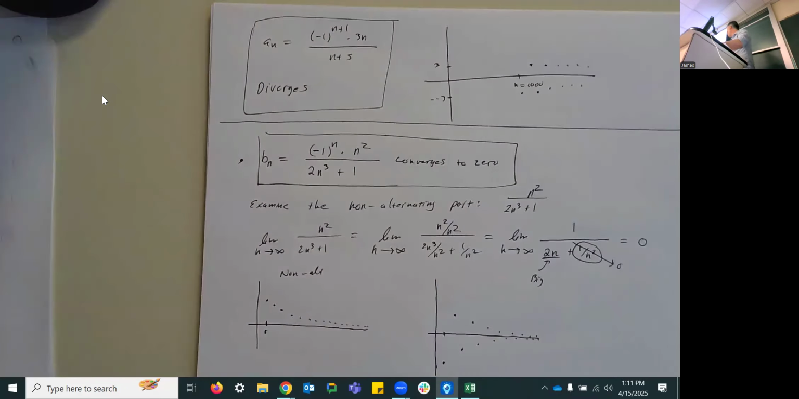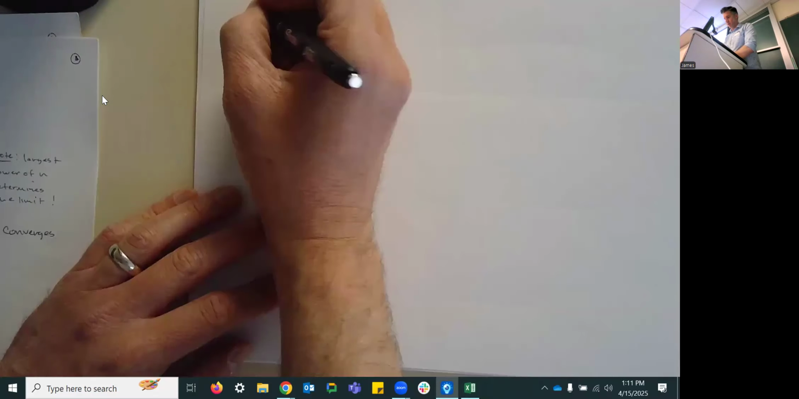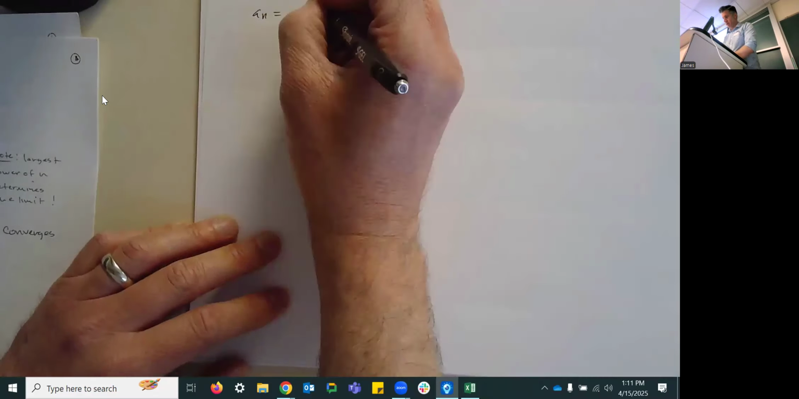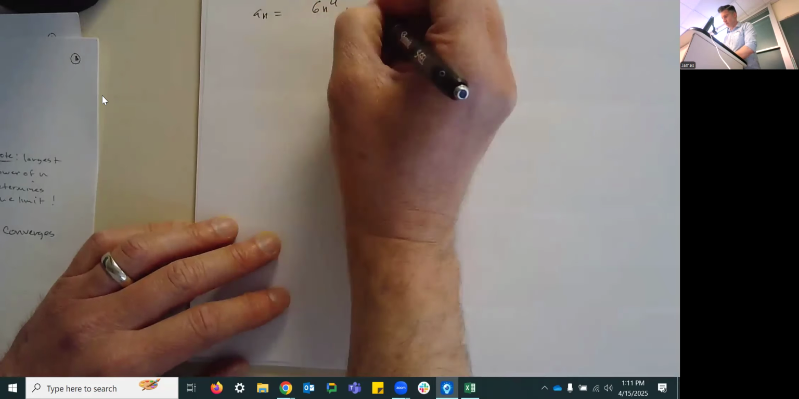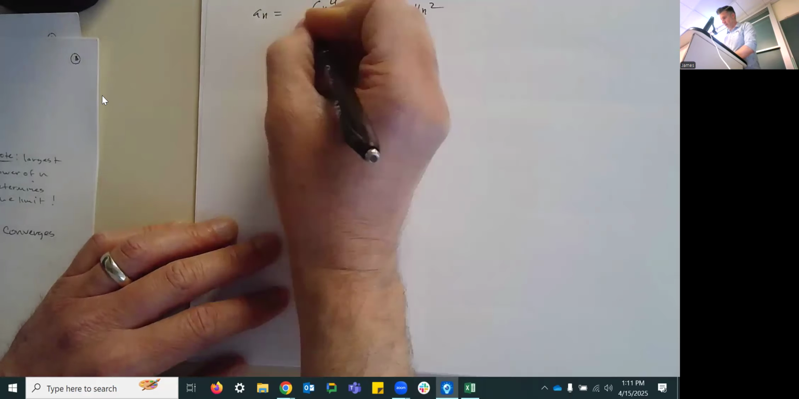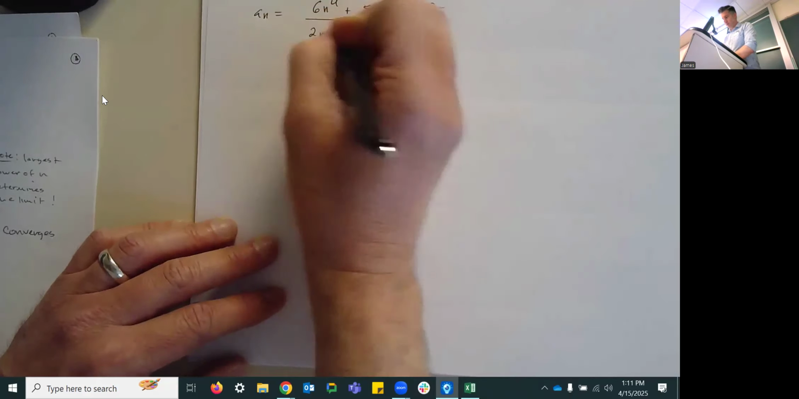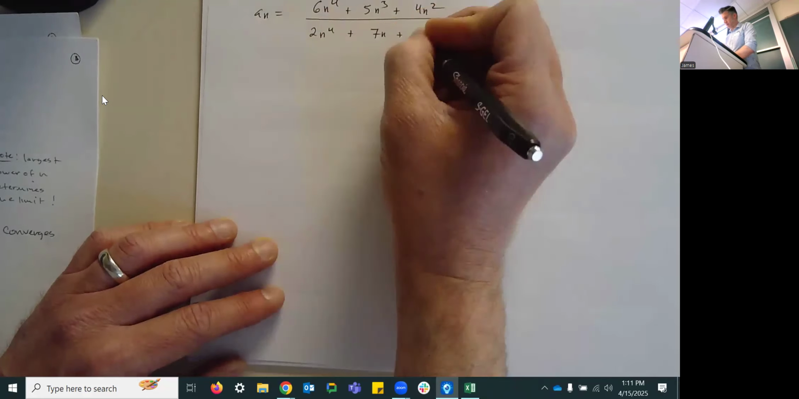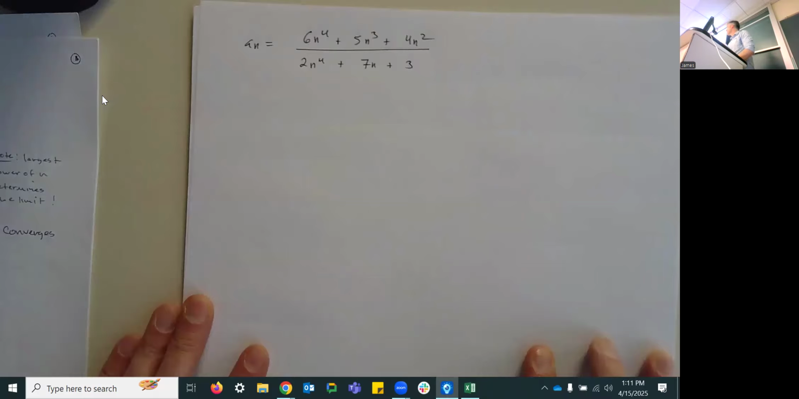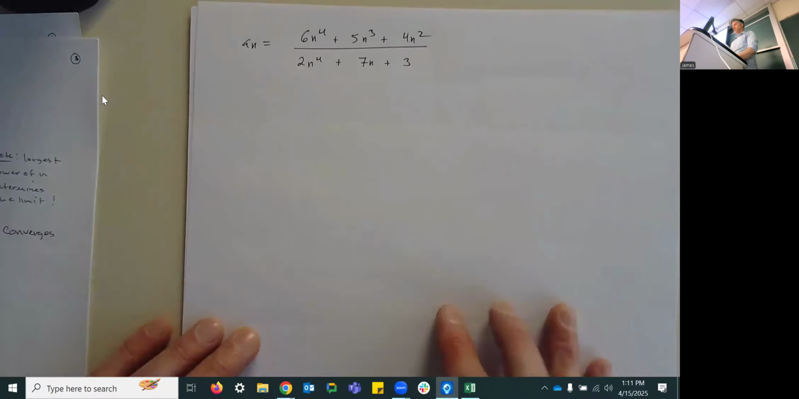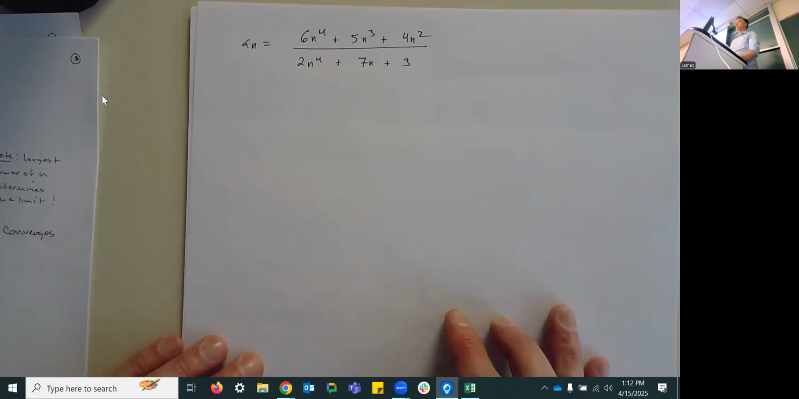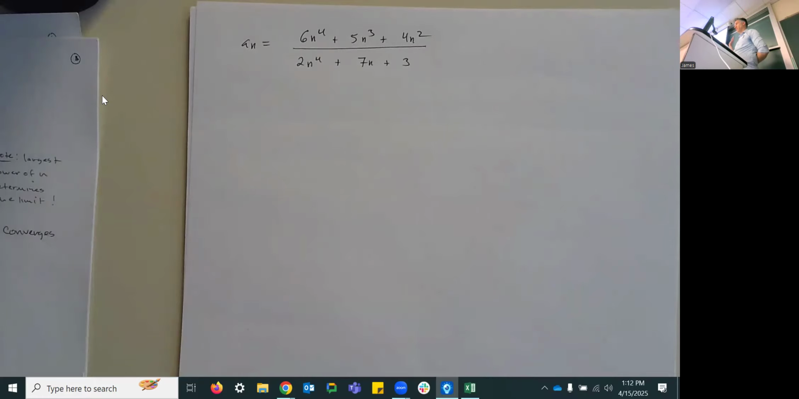Oh, yeah. So just to make sure we're on the same page about something I was just saying a moment ago, if our sequence looked something like 6n to the 4th plus 5n cubed plus 4n squared divided by 2n to the 4th plus 7n plus 3. Sorry. Based on the thing I said about the powers being the same, could you all show me on your fingers what this limit is equal to? Only one hand. You only need one hand. I see. Yep. Yeah. I see some fingers. This limit is definitely equal to 6 divided by 2, which is 3.